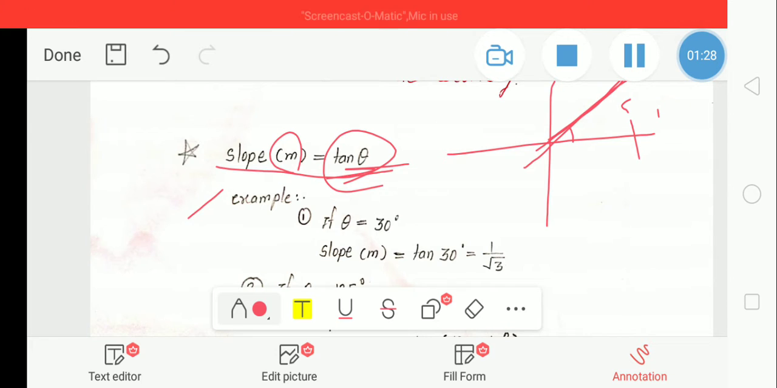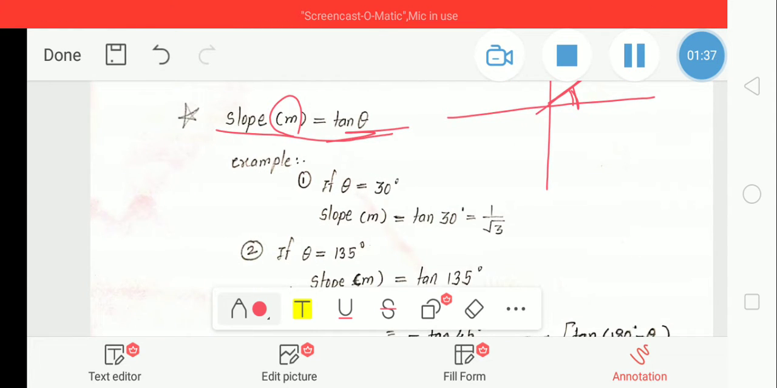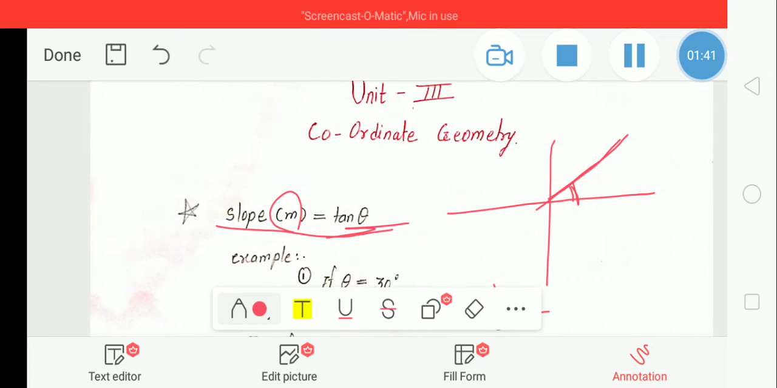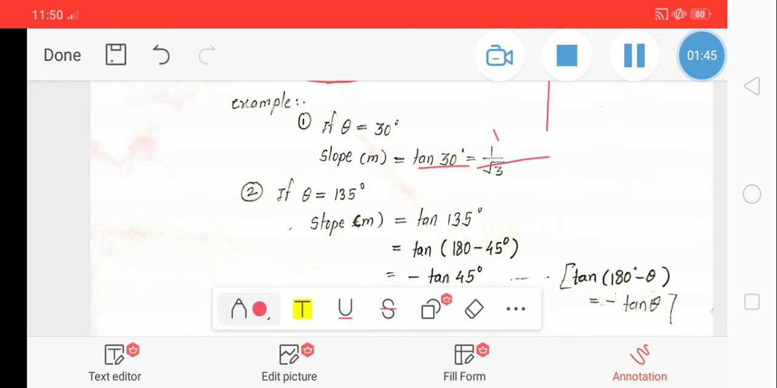For example, here theta is equal to 30, means here the angle is 30. So slope m is equal to tan of 30, that is 1 by under root 3. Means here the slope of this line is 1 upon under root 3.